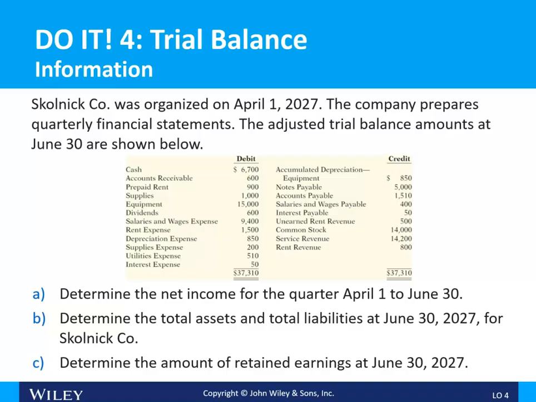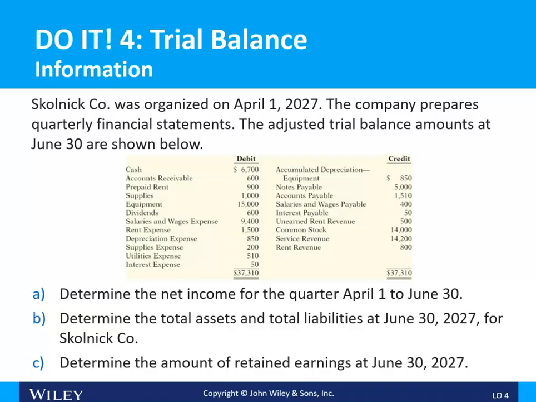Okay. We learned about a new account in this chapter, the contra asset account, accumulated depreciation. So that has a credit balance, so it shows up on the credit side, but it actually belongs in the asset section of the balance sheet. So when we calculate total assets, we have to make sure we include that.